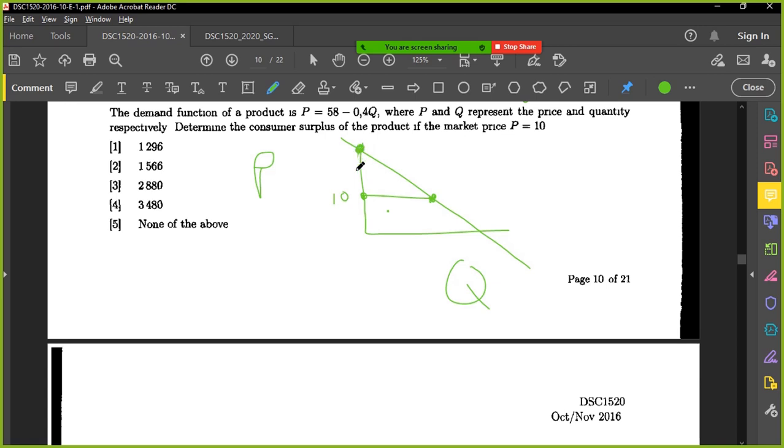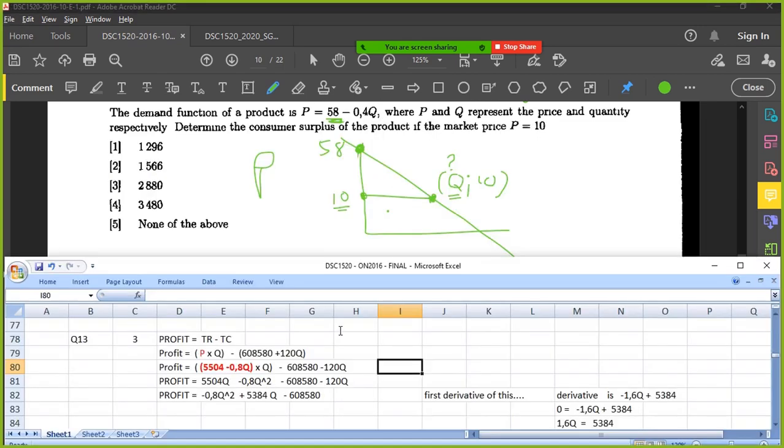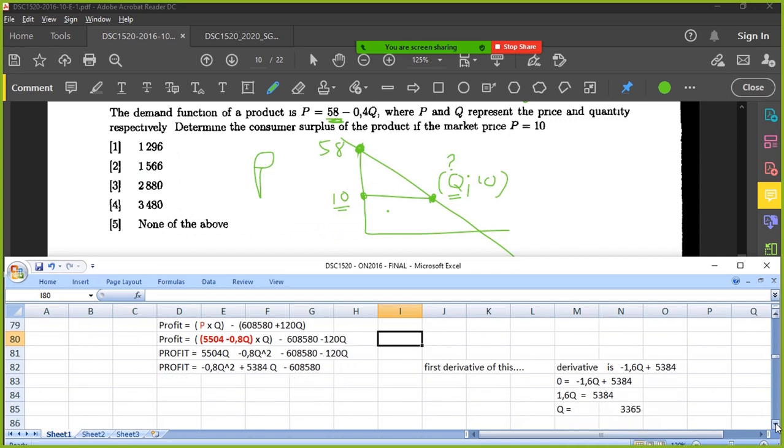58. Yes, good. Okay, this is the y-intercept. Do you agree? Yes. Okay, and then how do you get this point? You already know what the P is. Do you agree? Yes. You don't know what the Q is. How do you get Q? You're going to plug it into that formula. Good. Okay, once you've got that, let me give you the answer, and then you can tell me what to do next. What is the Q there?